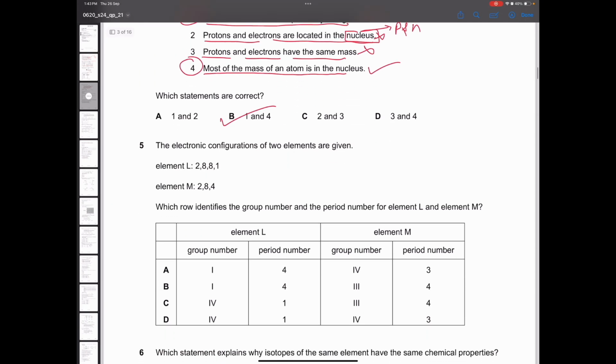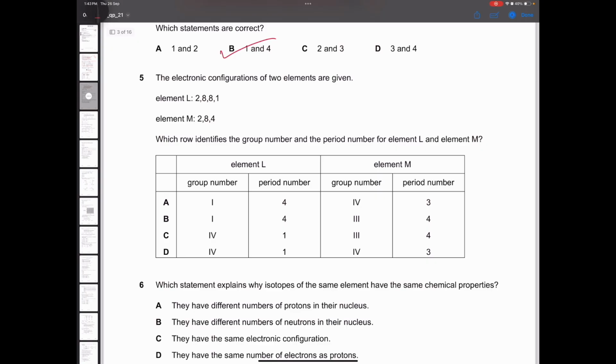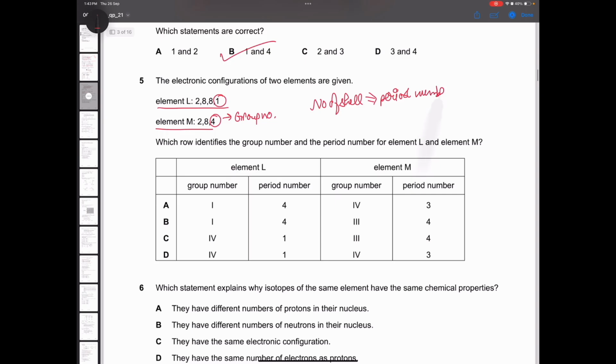Next question. In this question, they have given you configuration of two elements and they are asking you to predict which group number they belong to and which period number they belong to. You simply need to remember that the valence configuration, the outermost shell configuration, tells you the group number and the number of shells tells you the period number.